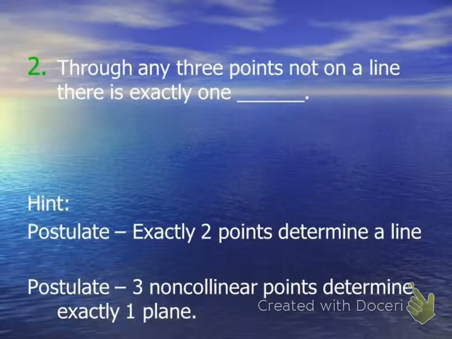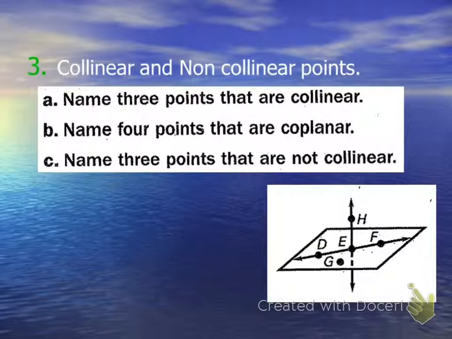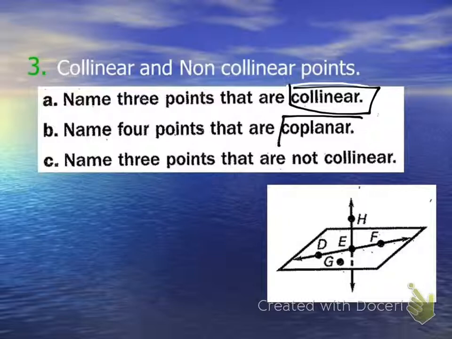Here is number 3. I'm going to shorten it up for you. For part A, just write, oh, you can't see, I'm writing in white on top of white. Just write collinear. Part B, write coplanar. Part C, write non-collinear. And then I'm going to talk you through your first geometry sketch.